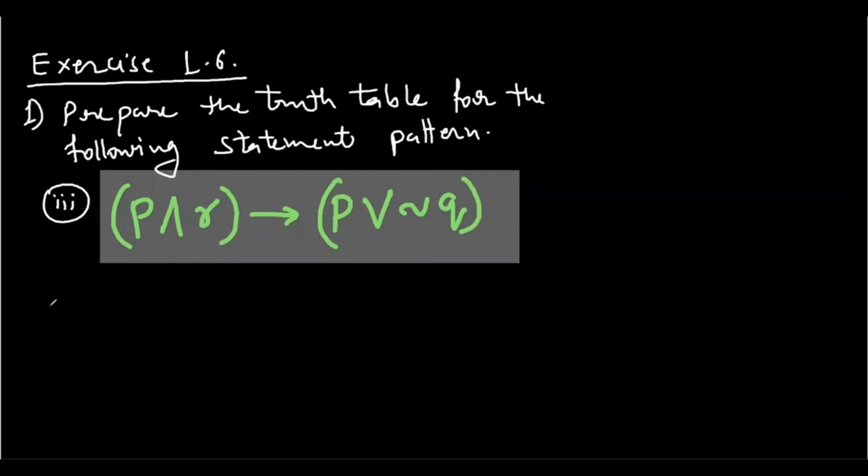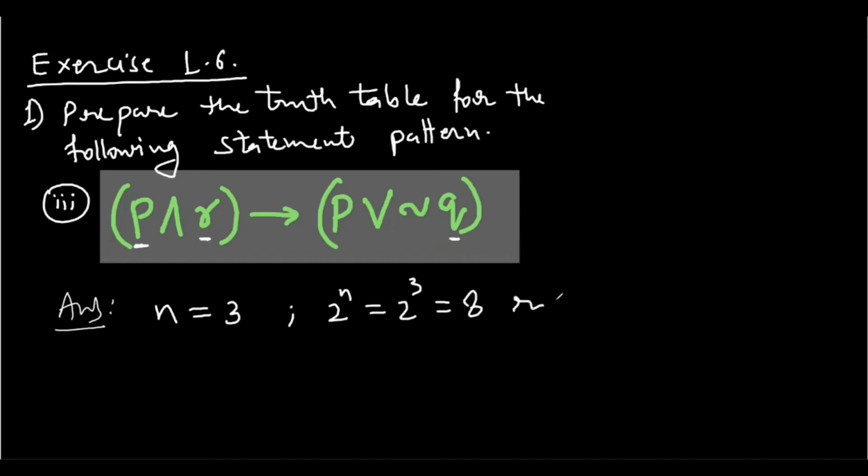So what is the first thing that I have to note? I will first write the number of rows. How many rows will I need? See here, students, I have component statements P, R, and Q. So there are a total of 3 component statements. I will have 8 rows. So n equals 3, okay? This means 2 raised to n, that is 2 raised to 3. This is 8 rows. I will need 8 rows.